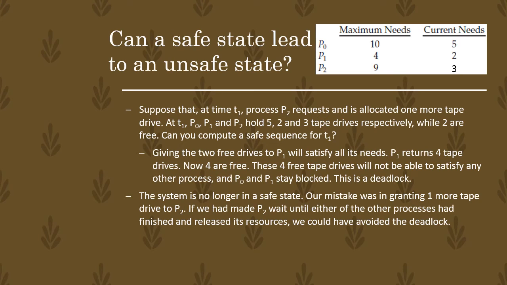Our mistake was in granting one more tape drive to P2. If we had made P2 wait until either of the other processes had finished and released its resources, we could have avoided the deadlock. A system can go from a safe state to an unsafe state.